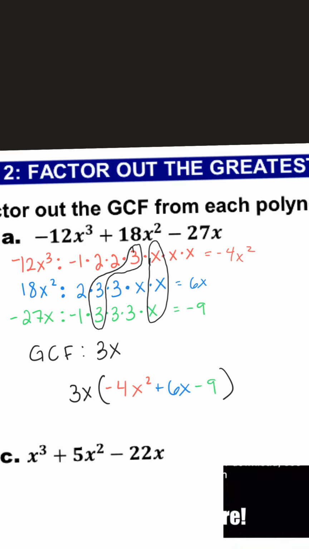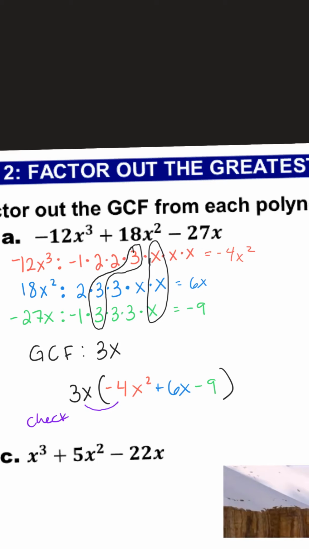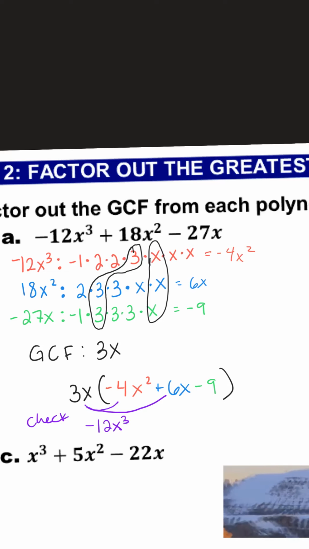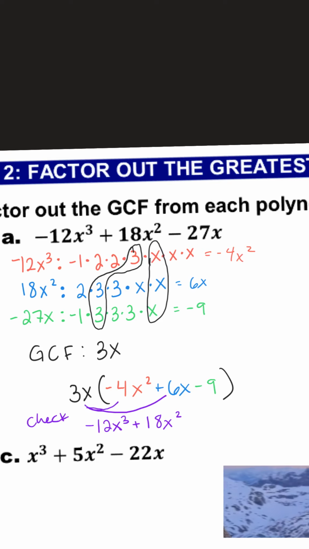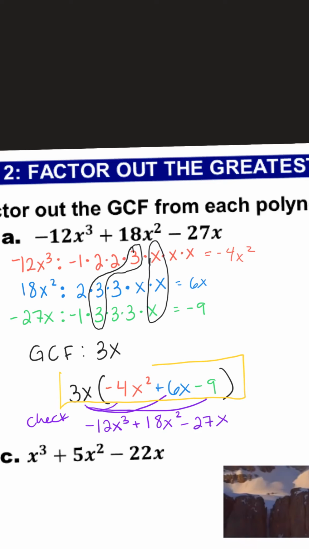Now, if I wanted to check my answer, all I need to do now is distribute and add the exponents like we did in last week's notes. So let's check our answer. If I were to check, I would do 3x times negative 4x squared, so that gives me negative 12x cubed. Then 3x times 6x, that gives me 18x squared. And then 3x times negative 9 gives me negative 27x. And that's what we started with. So that's good news because that means this right here is my correct answer.